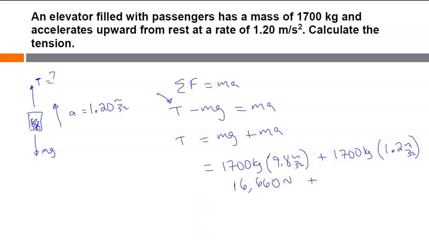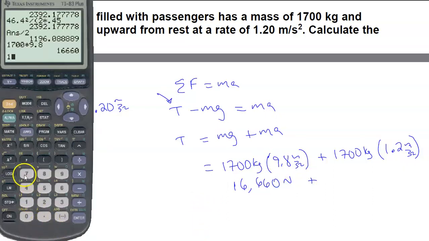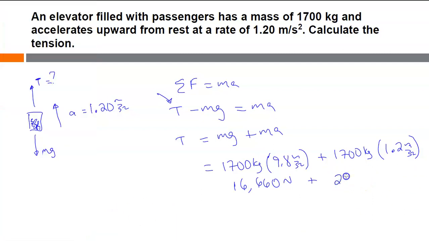And then over here, I've got another 2,040 newtons. The reason I took this apart, or did it in pieces instead of just punching the whole thing up and getting a single number, is this is the weight of the elevator. The cable has to hold that much just to hold the thing up.